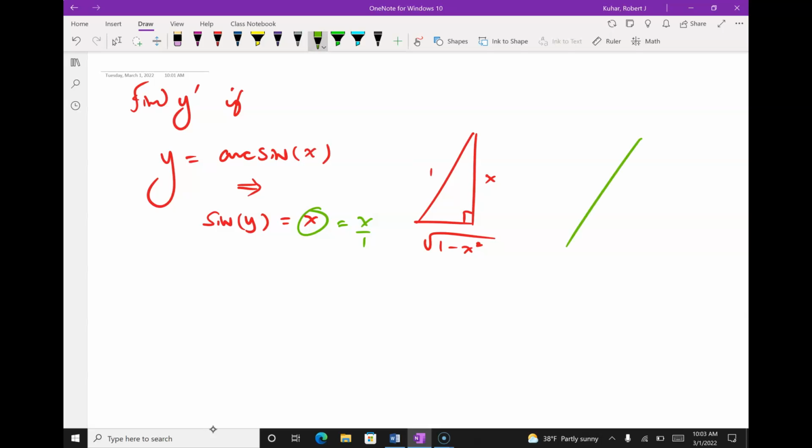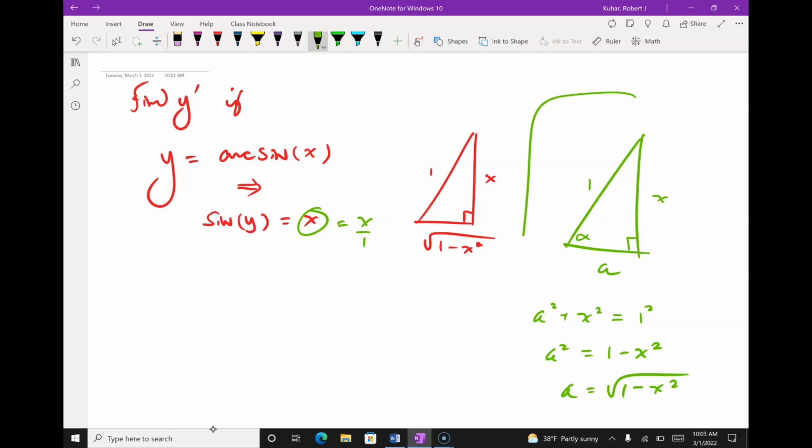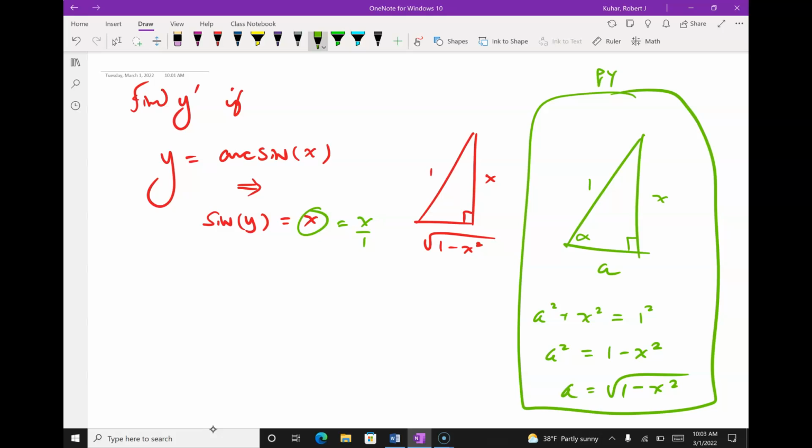I just zoomed. Don't zoom, Robert. So this is my alpha. This is my x. This is my 1. This is my a. So I know a squared plus x squared is 1 squared. So a squared is 1 minus x squared. So a is the square root of 1 minus x squared. So when I give you a trig, two sides are known, the other side is unknown, and you're using the Pythagorean theorem to solve for that.